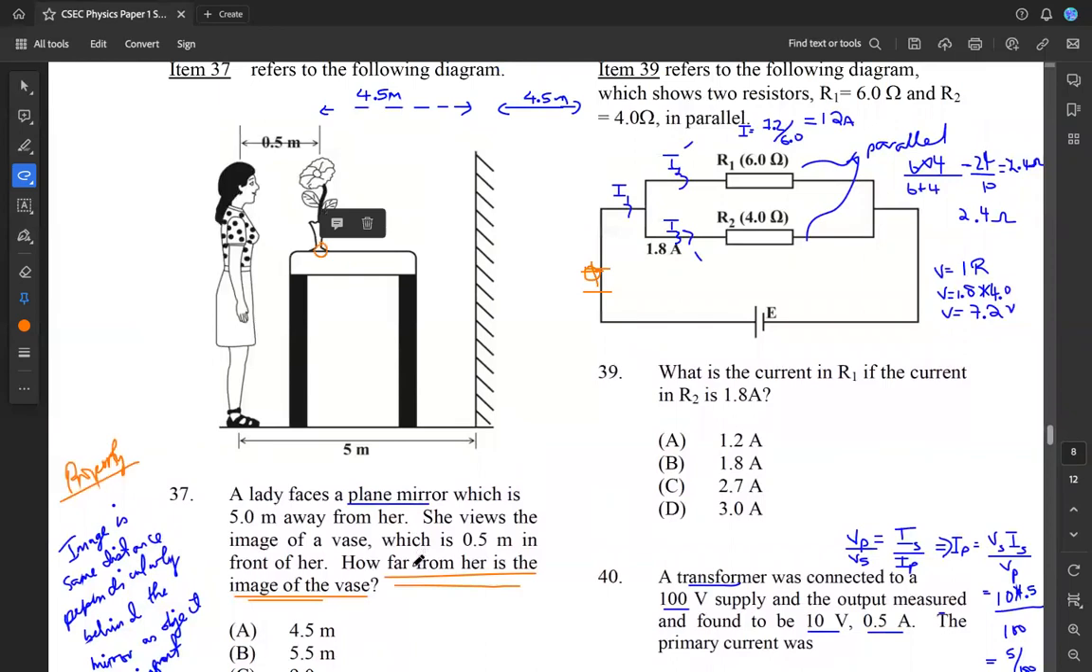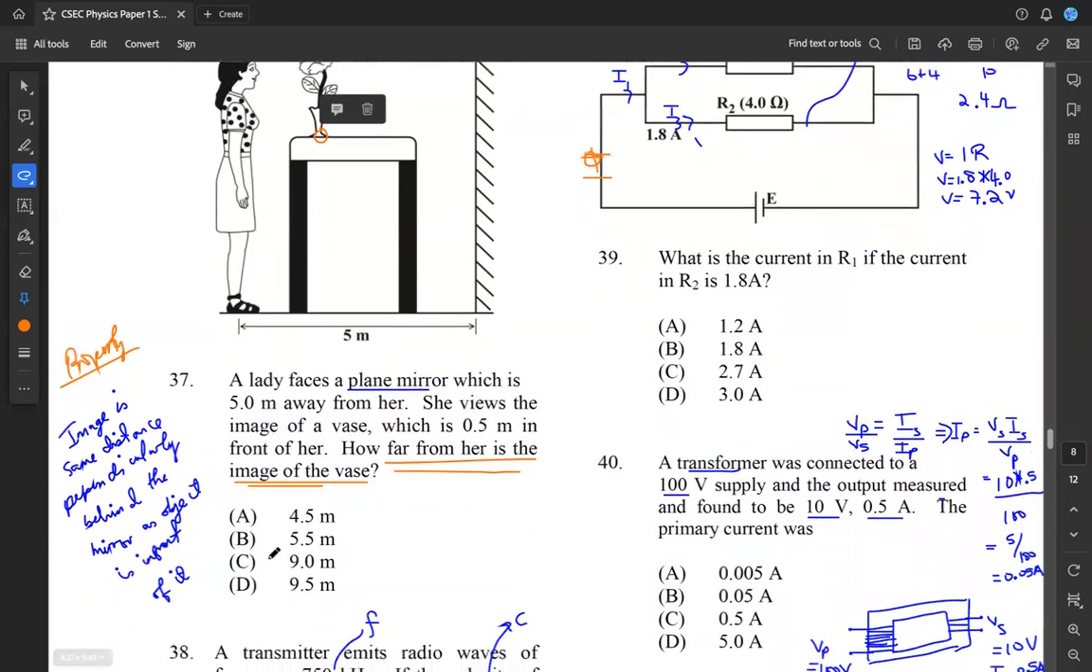But the question wants to know how far the image is from the young lady. So from the mirror, behind the mirror, the image is 4.5 meters. To get to the actual object, it would be 9 meters, and then to get to the young lady, it would be 9.5, right? So the answer here is D, which is 9.5. And we are moving right along, okay?